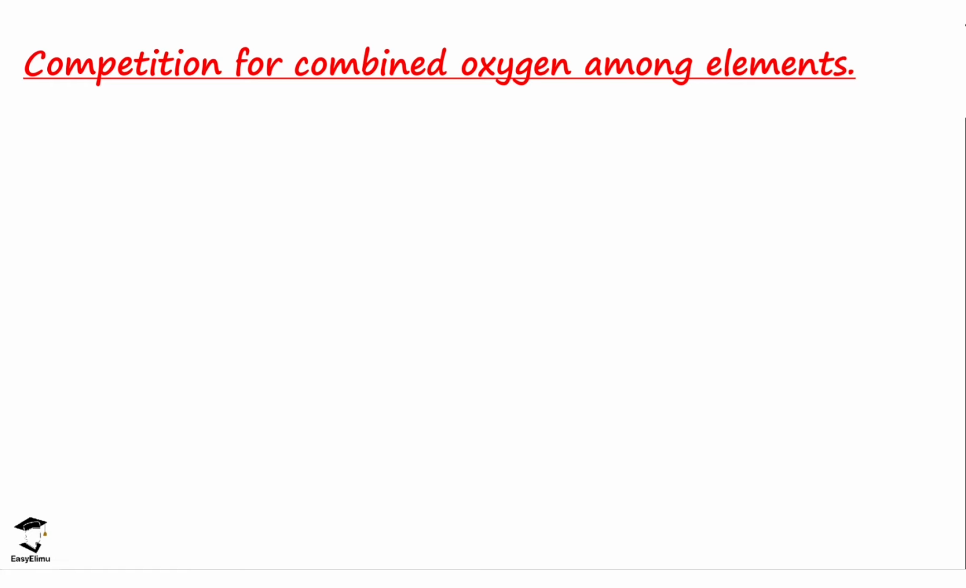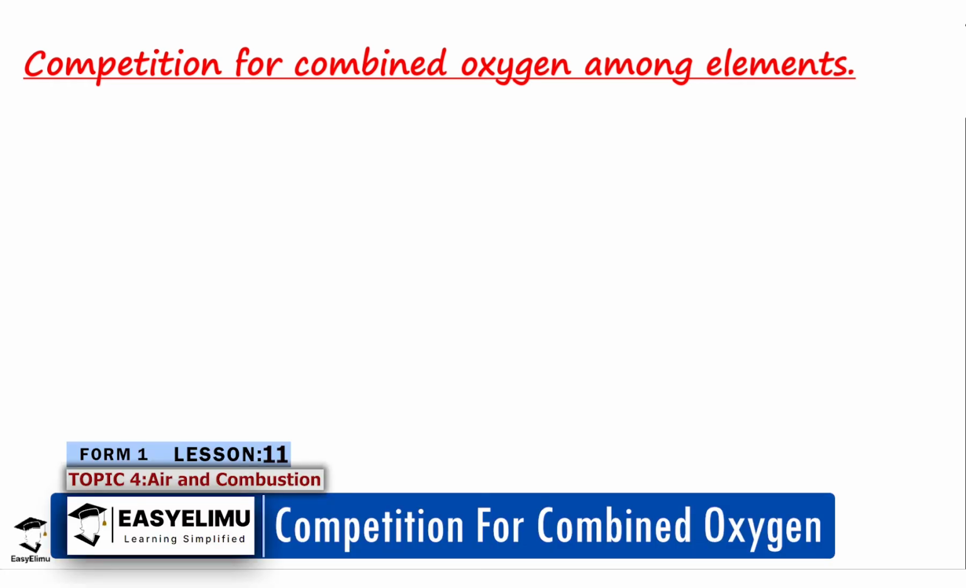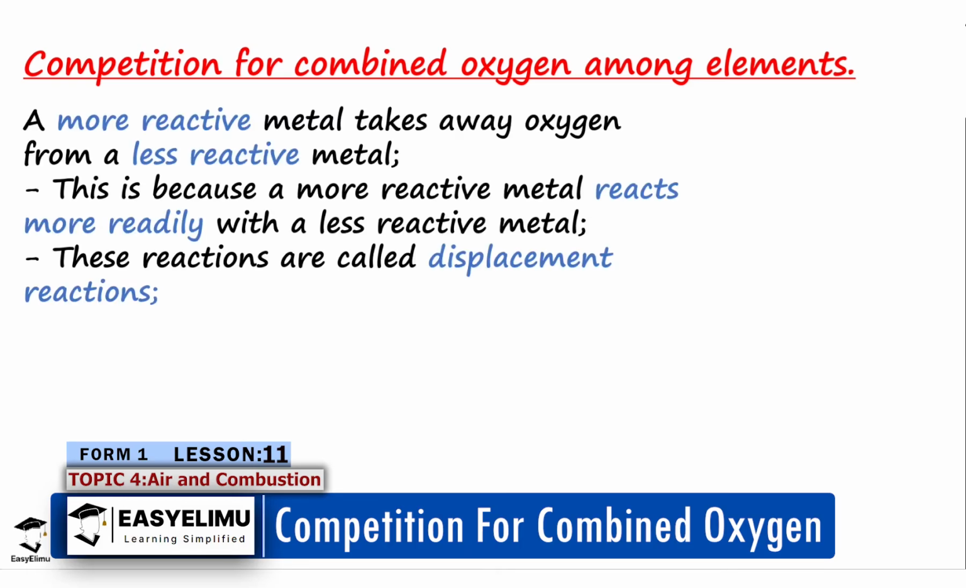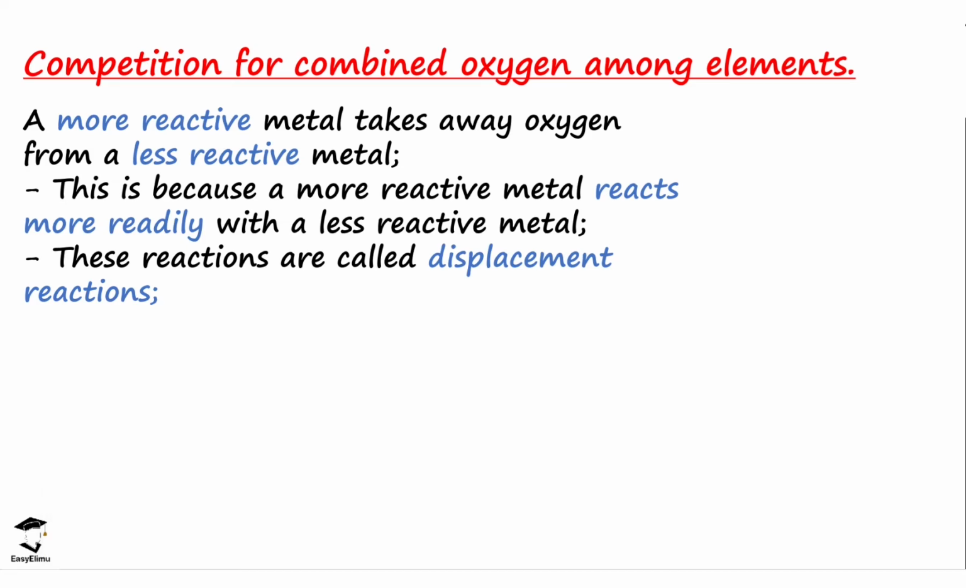So we will start with the competition for metals, and we're going to be using the reactivity series for this session. The more reactive metal will always take away oxygen from a less reactive metal. So when you put a more reactive metal with an oxide of a less reactive metal, this reaction can take place. There is no way a less reactive metal can displace or take away oxygen from a more reactive metal. And we are going to use this statement hand in hand with the reactivity series.